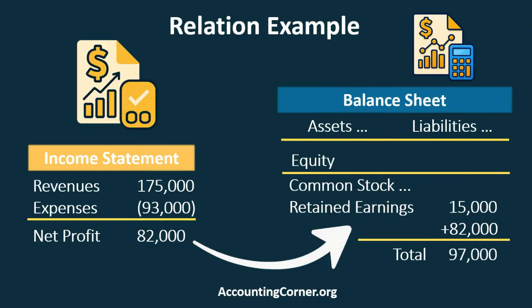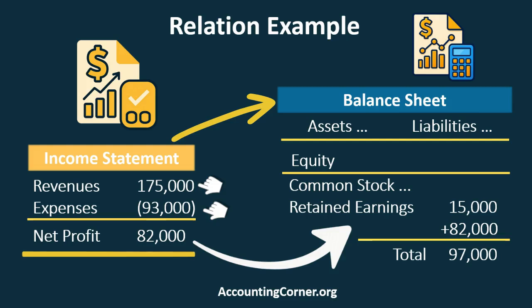Here's a simple example of how profit flows from the income statement to the balance sheet. On the income statement, the company earned $175,000 in revenue and had $93,000 in expenses. That leaves a net profit of $82,000.